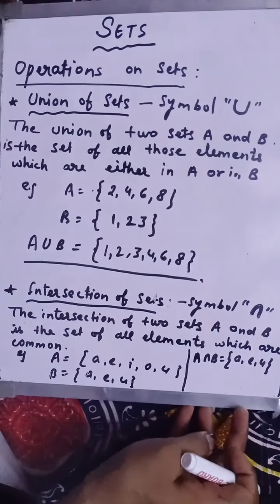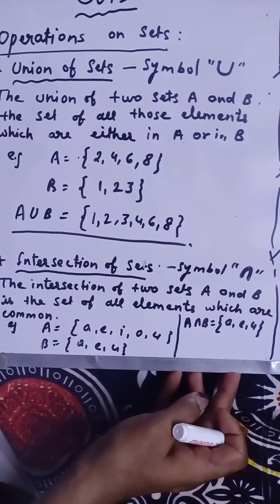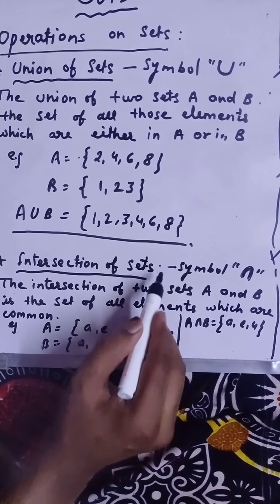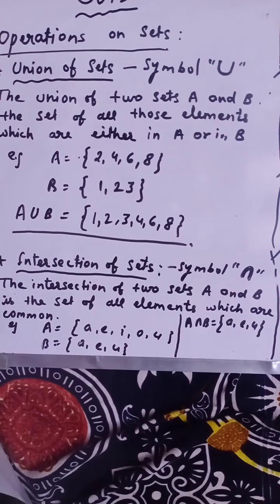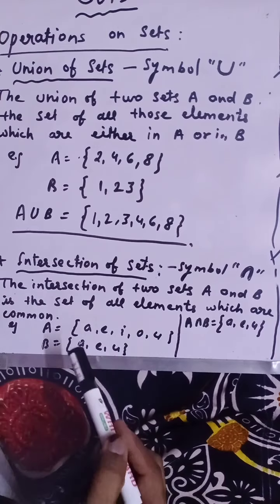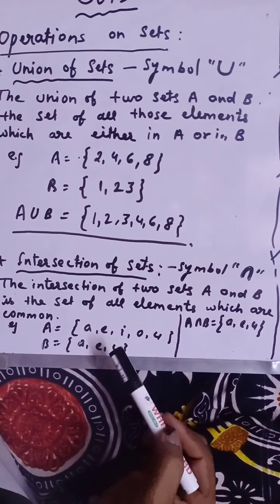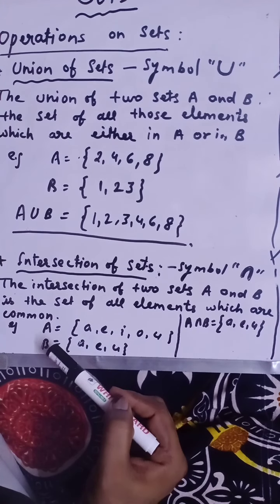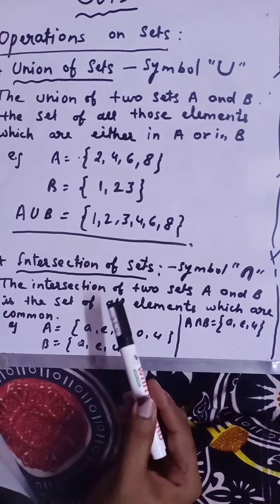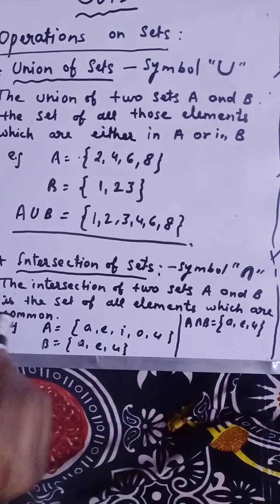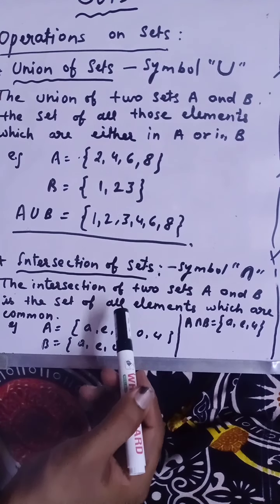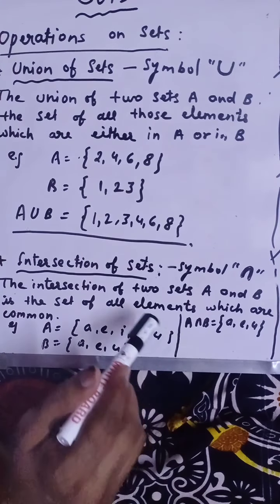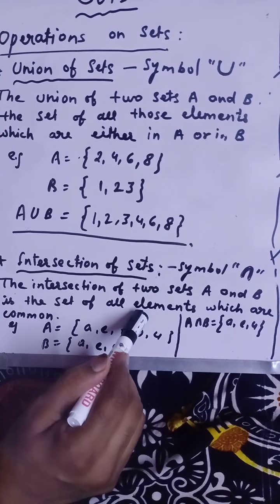Next, your next operation is intersection of sets. First of all we will do the same here. The same procedure we are applying here. First of all we solve an example, then we will come to the definition. Because if I directly tell you the definition you will not understand. So first of all we will understand the question, then according to that we will understand the definition.